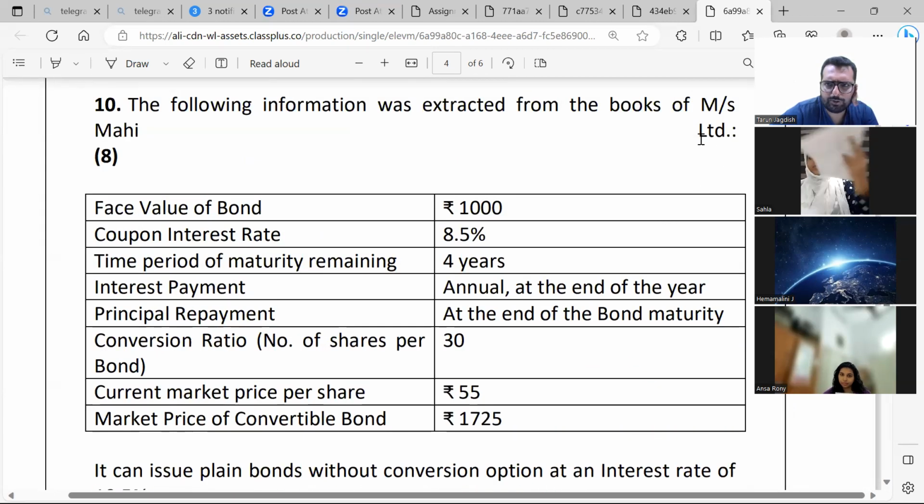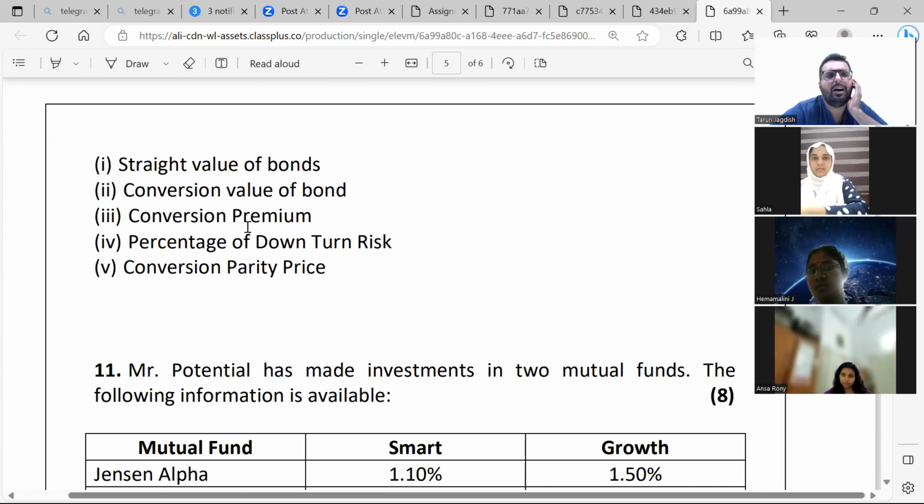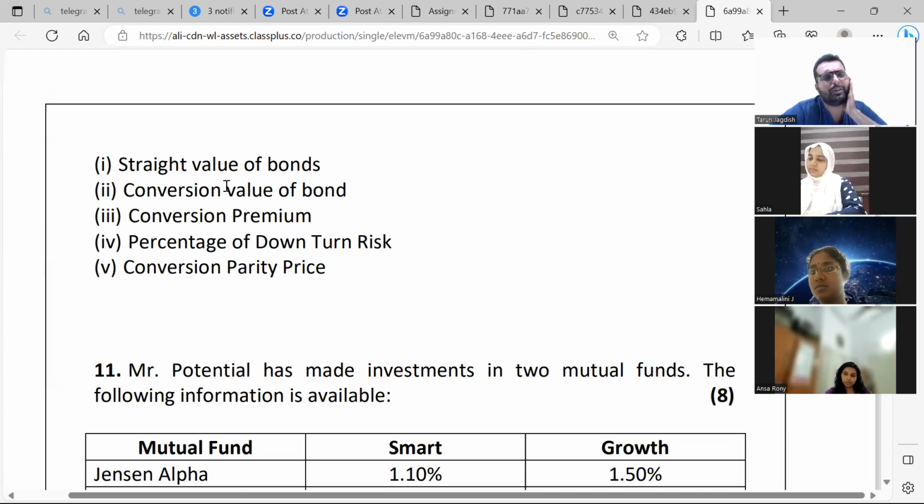How many marks for this question? 8 marks. So from these 8 marks, you have 5 requirements. I would say you can put 8 by 5. How much is 8 divided by 5? 1.6. Okay, so put 1.6. In that, put 0.5 for the formula and the remaining for the rest.